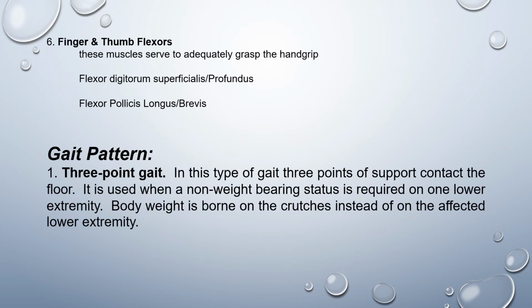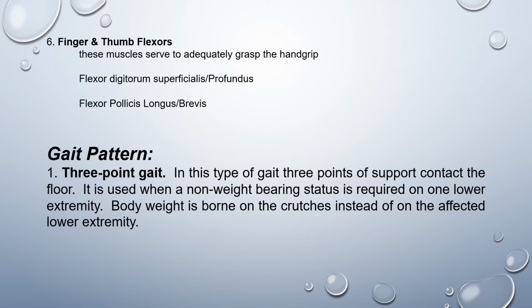Next is your fingers and thumb flexors. So, naka-flex po yung kamay nyo na naka-hold sa crutch. So, these muscles serve to adequately grasp the hand grip, diba? Flexor digitorum superficialis and profundus. Flexor pollicis longus and brevis. Do not memorize all those muscles, ha? I'm just talking about it since sometimes you should know what muscles are involved or necessary to function during using a crutch. Now we will proceed with the gait pattern, which is very much important.